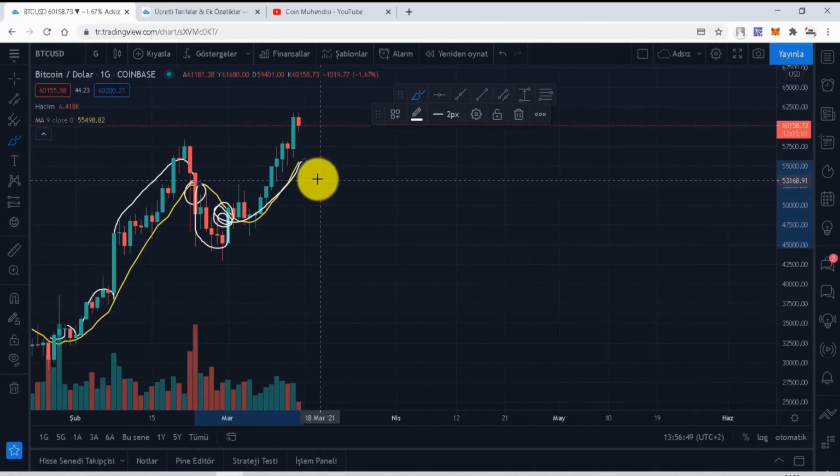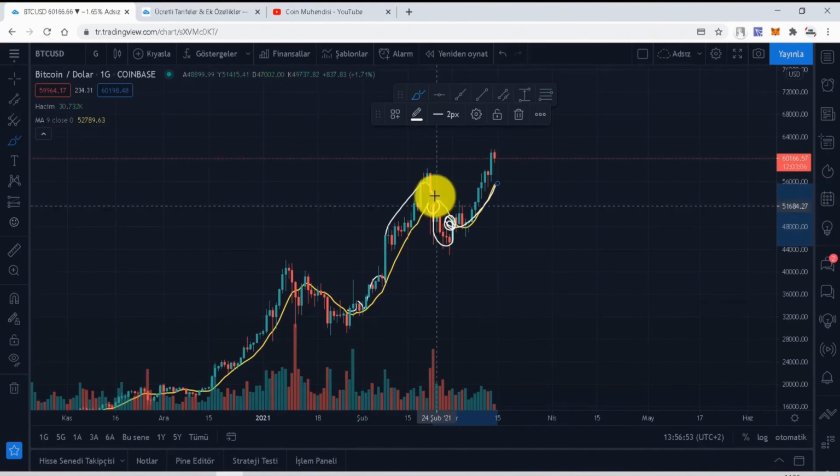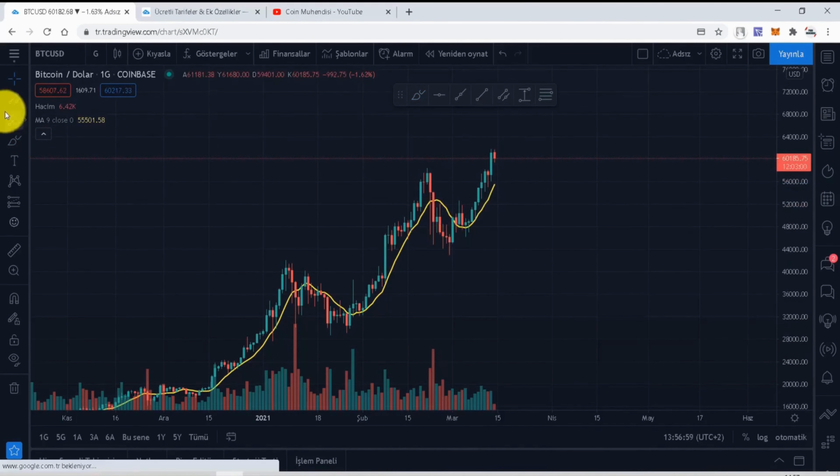The moving average helps us form an opinion. We can understand from here that a price has risen excessively or fallen excessively. As you can see, when it fell excessively, there was a convergence towards the moving average again. Here, when it rose excessively, there was again a convergence.